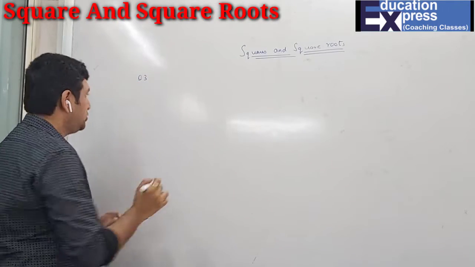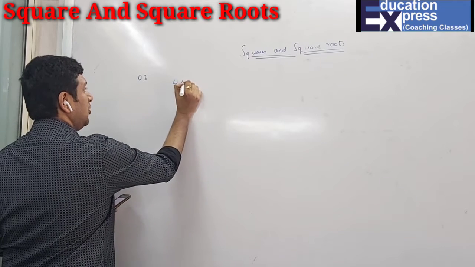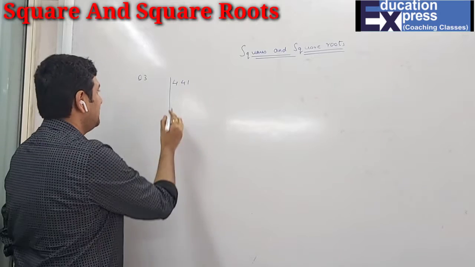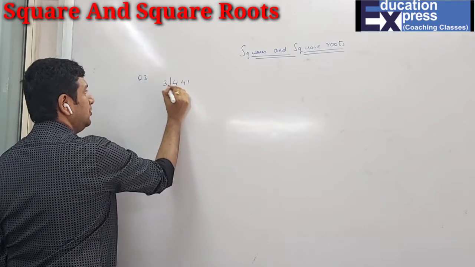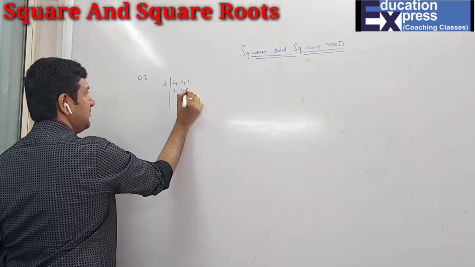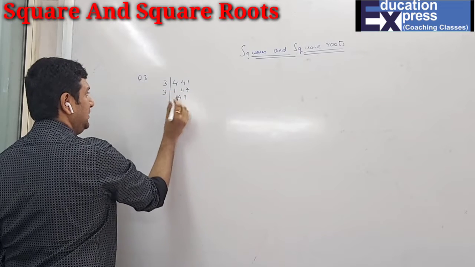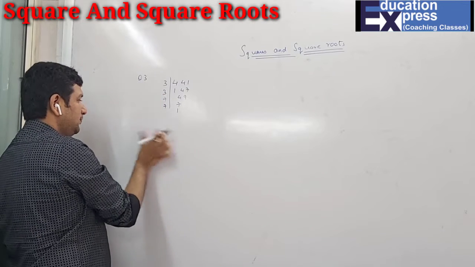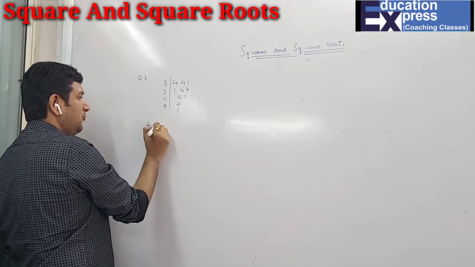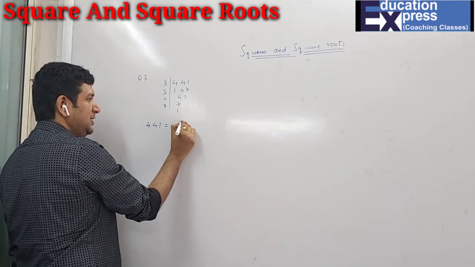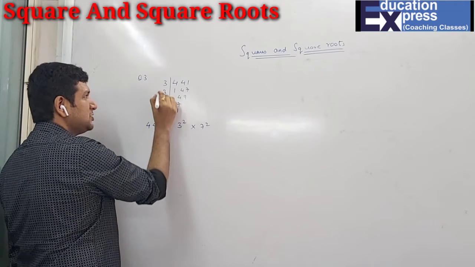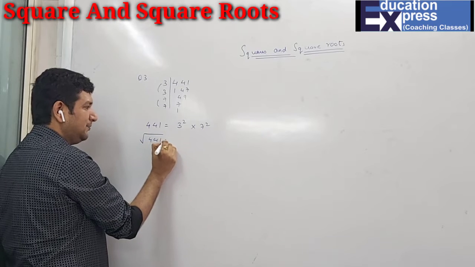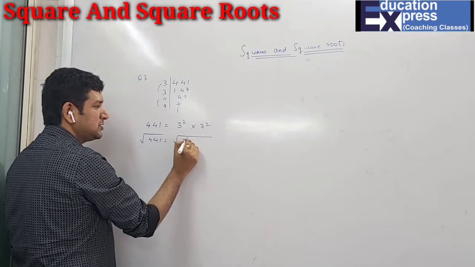So the first question is 441. It's very important because here I will show a method of how to present the sum. Now 3 1s are 3, 3 4s are 12, 3 7s are 21, 3 4s are 12, 3 9s are 27, 7 and 7. So 441 is nothing but 3 into 3, that is 3 square, and 7 square. So the moment I take this in a square root sign, this also will come in the square root sign.